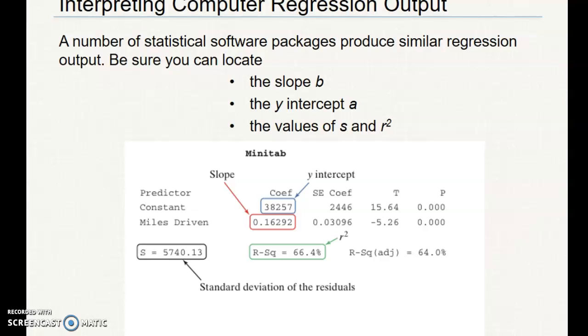Okay, so this is a Minitab printout that you're going to see, such as on your homework, on the test, and then even on the AP exam.